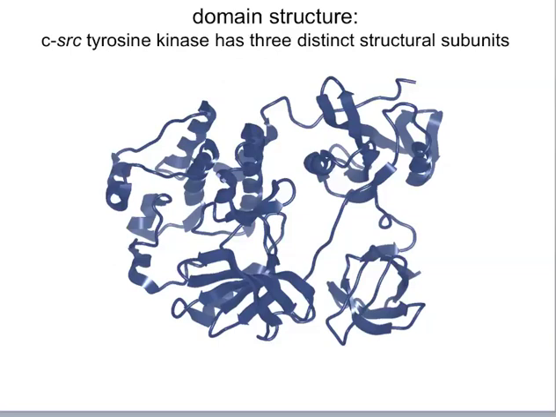Another interesting idea is that proteins are composed of domains. And what is a domain? Well, it's a structural subunit, and these structural subunits are then assembled into the larger molecule. This is the C-Src tyrosine kinase. There are 3 distinct subunits. You can see them, but I'll point them out for you.